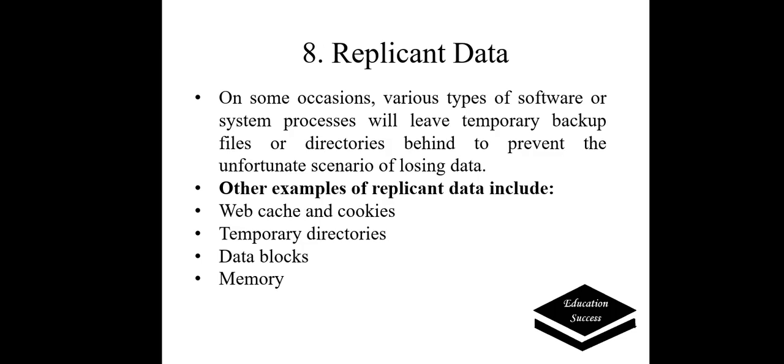Last data type is replicant data. On some occasions, various types of software or system processes will leave temporary backup files or directories behind to prevent the unfortunate scenario of losing data. Examples of replicant data include web cache and cookies, temporary directories, data blocks, and memory.